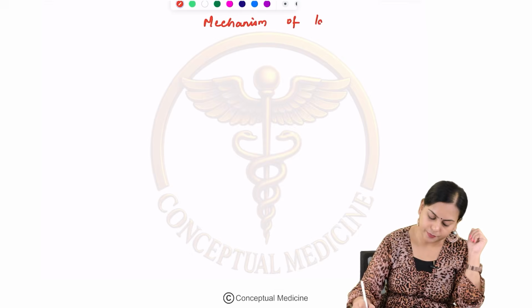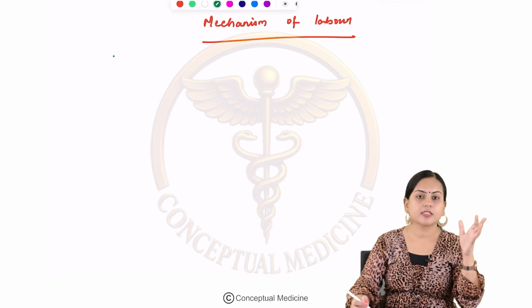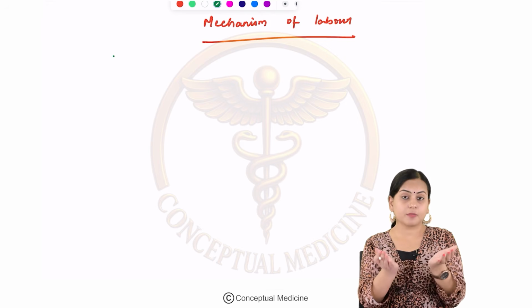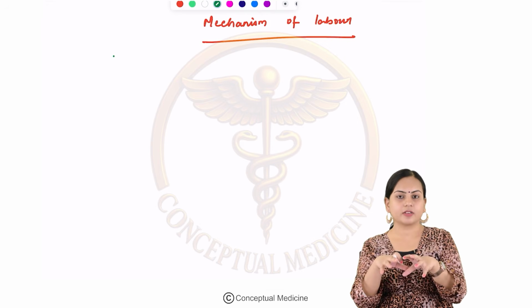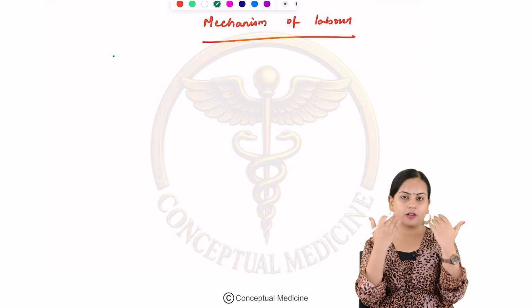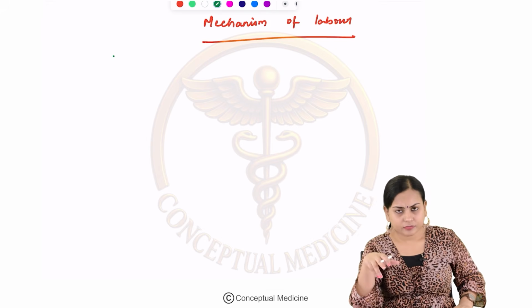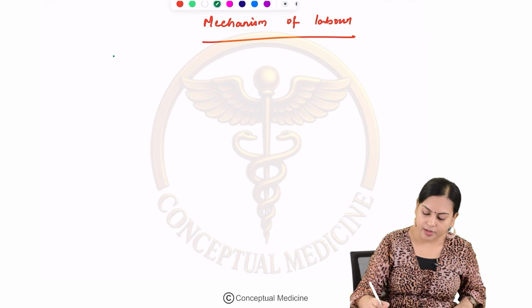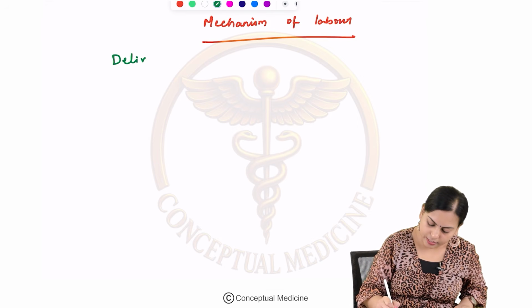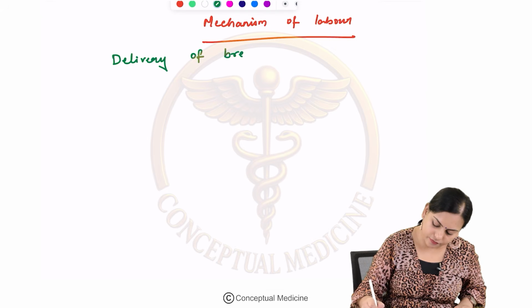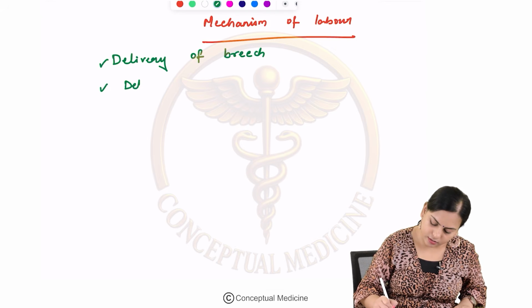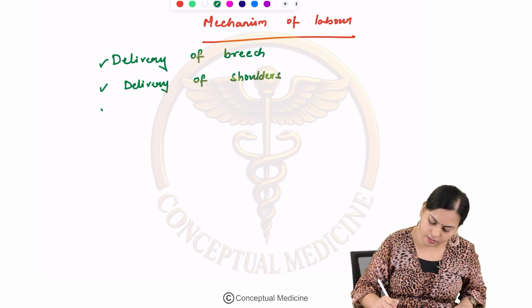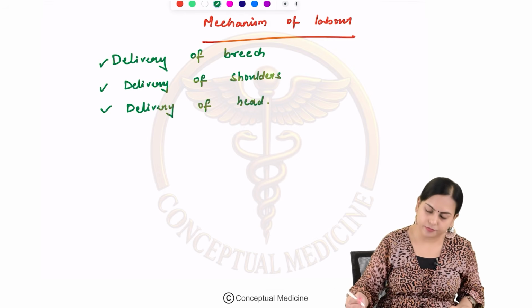So, mechanism of labor. In a normal cephalic presentation, since the fetal head is going to be the biggest part of the baby, once the fetal head is delivered, the rest of the body will be delivered without any trouble. But here, since it is a breech presentation, we have to consider deliveries at 3 levels. We have to consider delivery of breech, then delivery of shoulders, then delivery of head. Clear?